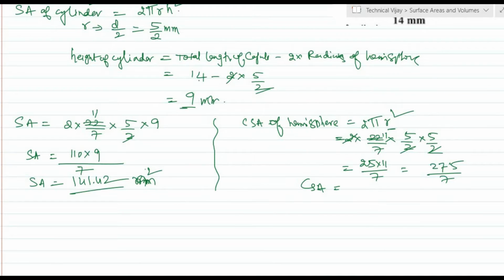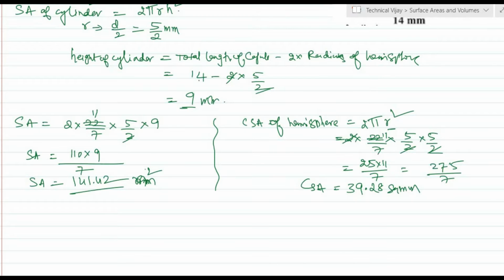7 threes are 21, 7 eights are 56. Dividing through, this is equal to 39.28 square mm.